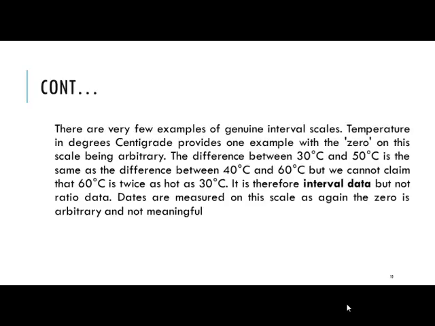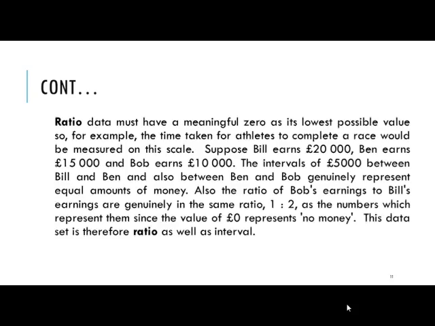Similarly, the difference between 40 and 60 is 20, and the difference between 30 and 50 is also 20, but the meaning of 20 in the two intervals is different. So in ratio data, we must have a meaningful zero as the lowest possible value. For example, the time taken by an athlete to complete a race would be measured on this scale.